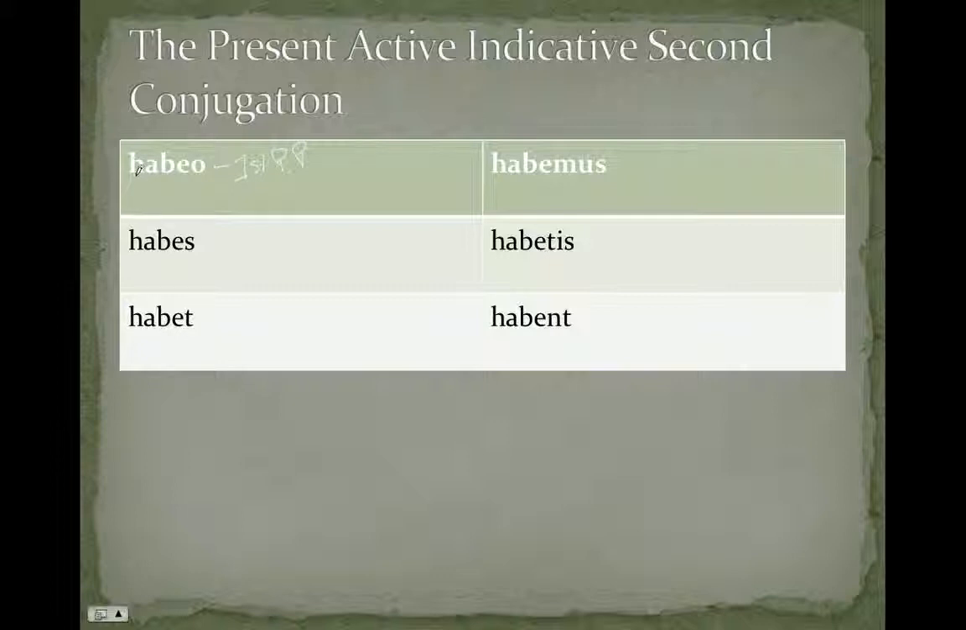The E is going to stay in there, so habeo, stem habe, habes, he or you hold, habet, he, she, it holds. So stem plus the ending. Habemus, we hold, stem plus ending. Habetis, stem plus ending. Habent, stem plus ending. So notice the only real difference between the first and second conjugation is that the stem is different.